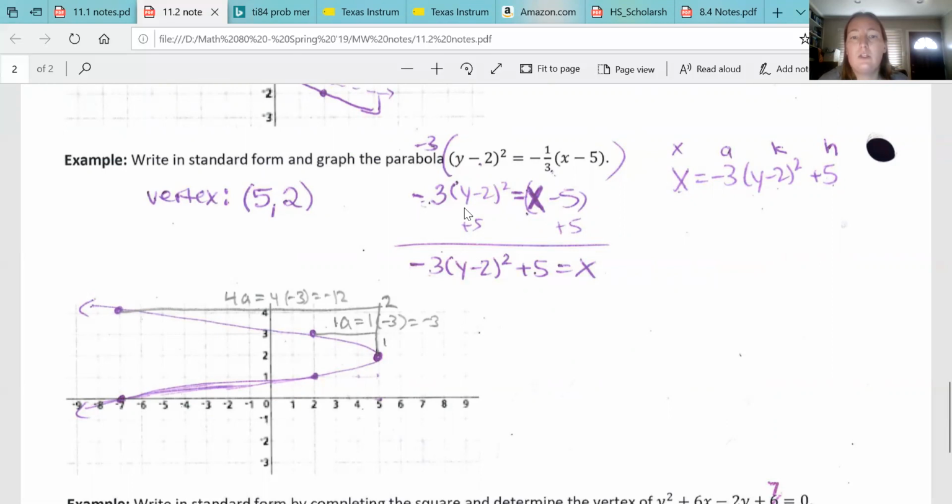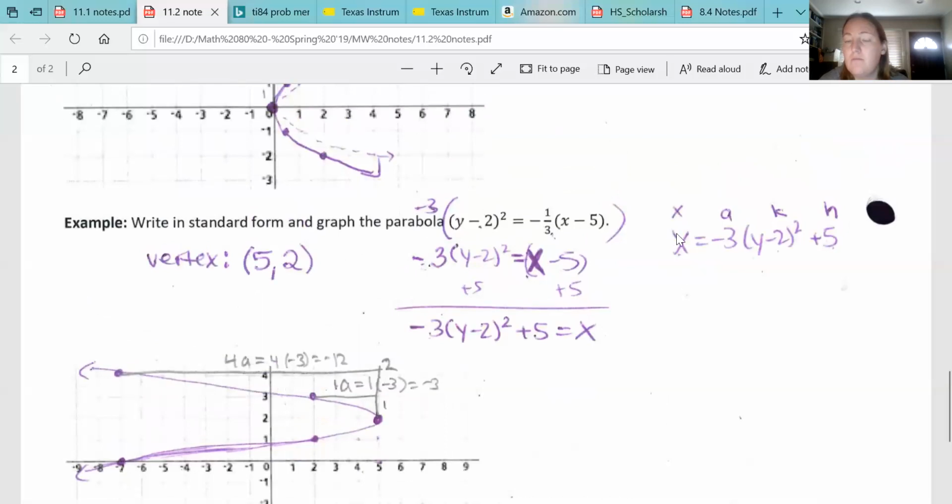So we're going to then add 5 to get the x by itself. And so there we go. That's the equation. And you could put the x first.